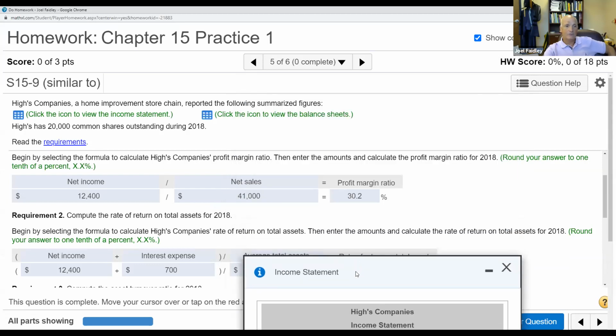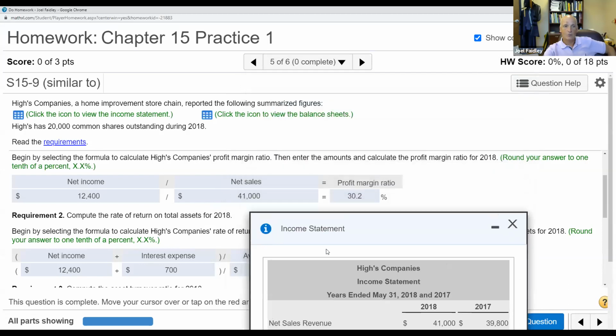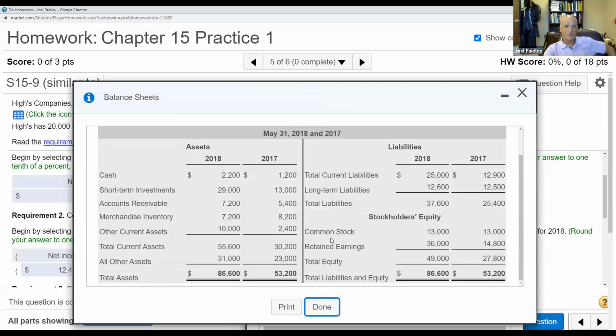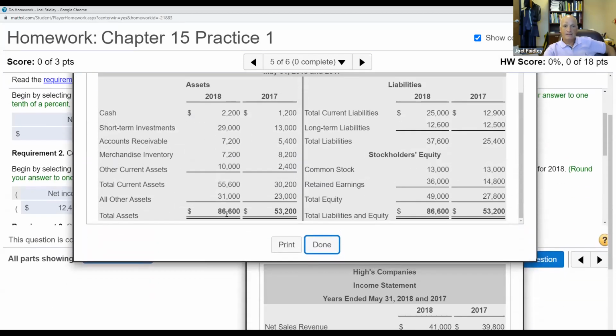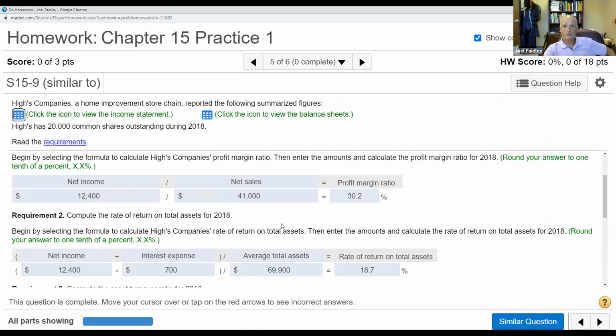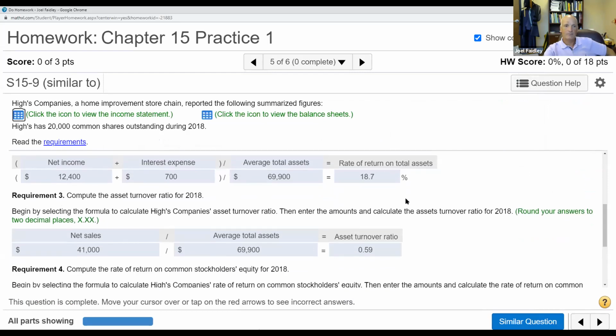All right, and then we have, what's the rate of return on total assets? Well, we're going to take net income, 12,004, plus our interest expense. We're adding that back. That's just what you do for return on total assets. And then my average total assets, we've got to take 2 years' worth, don't we? I've got to take 86,600 plus 53,200. If I add those two together and divide by 2 to get an average, that should give me 69,900. And so that says my rate of return on total assets is 18.7%.